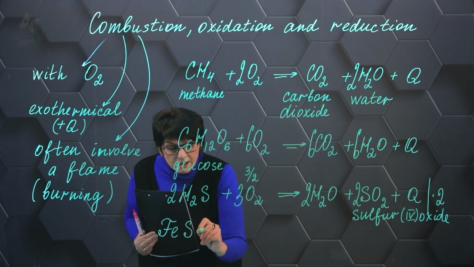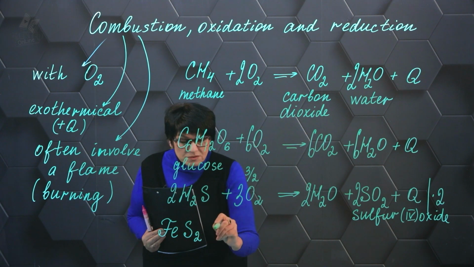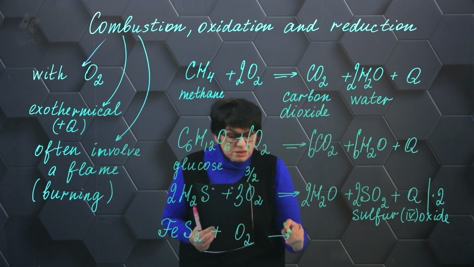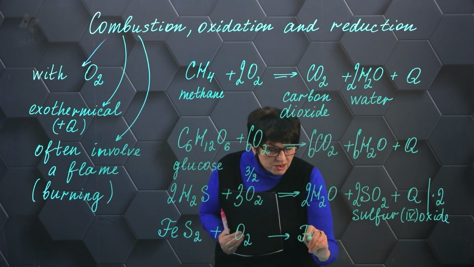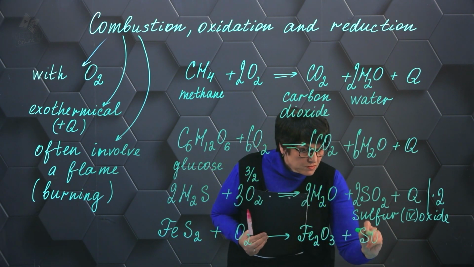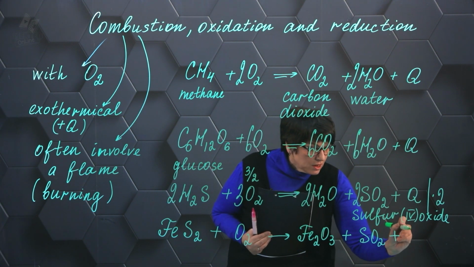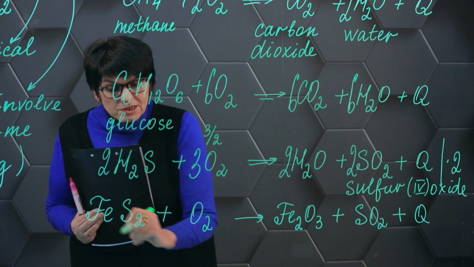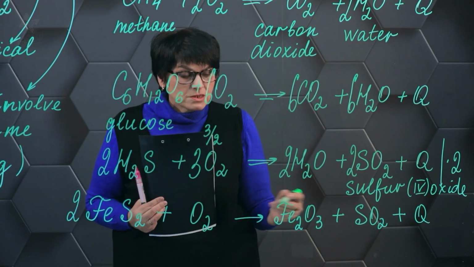Well, to give you another example, a compound that's used in the first stage of making sulfuric acid is a substance called pyrite, and it also burns. As a result of the combustion, iron combines with oxygen to form iron oxide Fe2O3, and the second product of the reaction is sulfur dioxide, sulfur oxide IV, and of course heat energy. Let's start equating. Iron on the left side is 1, on the right side is 2, so we put a 2 in front of the formula FeS2.